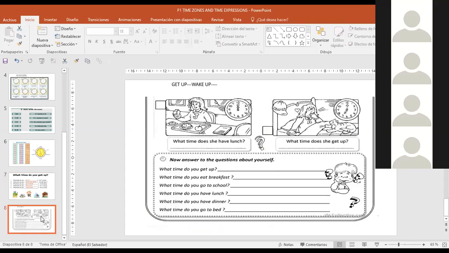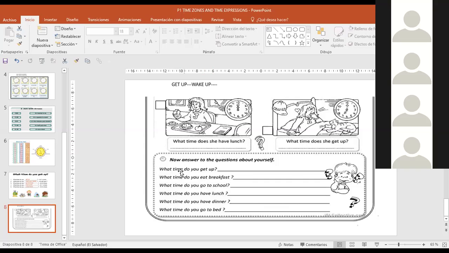Okay, now is our last practice. It says, what time do you get up? What time do you eat breakfast? What time do you go to school? What time do you have lunch? What time do you have dinner? What time do you go to bed? Okay, this is very similar. Es muy similar, ¿verdad? Al ejercicio que ya hicimos.